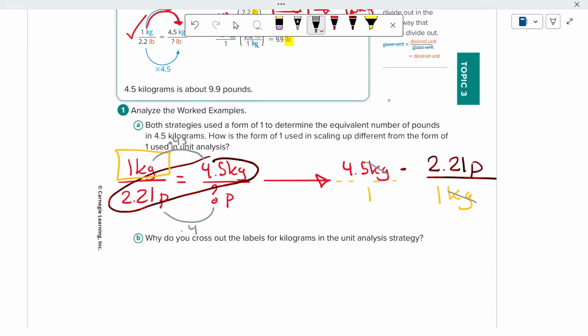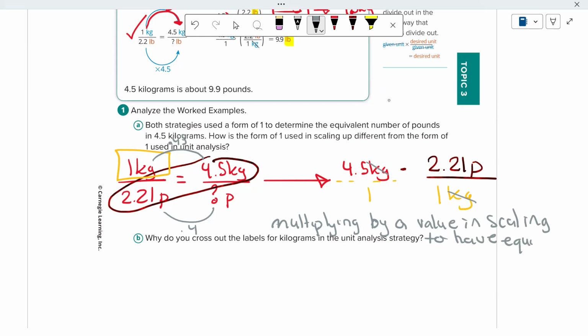So the question was, how is the form of 1 using scaling up different from the form of 1 using unit analysis? You're really just not cross multiplying. You're just using a scaling up, or multiplying by, it's technically not called a like term, I forgot the exact word. You're multiplying by a value and scaling up to have equivalent ratios.